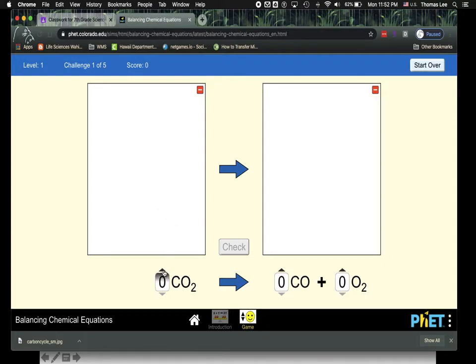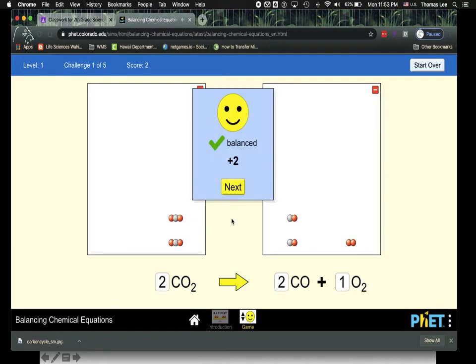Level 1, I would always start with 1 molecule of each. And what you're going to do is you're going to count how many carbons. So you have 1 carbon here and 1 carbon here. So far, so good. You can count how many oxygens. You have 2 oxygens here, but 3 oxygens here. That's no good. We need more oxygens. So let's add another carbon dioxide. Now we have 4 oxygens. That's still no good. And we have 2 carbons, but we only have 1 carbon. So let's balance the carbon here. Hey, look at that. We have 2 carbons, and then 4 oxygens, and 4 oxygens, and we can check, and voila, 2 points there.